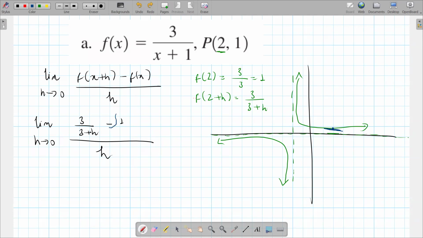We take the LCD between these two, right? Whenever you have fractions, just combine the denominators. Take the lowest common denominator and combine them. What's the LCD between 3 plus h and 1? 3 plus h. Yes. So we multiply this by 3 plus h on the top and 3 plus h on the bottom. Now they have the same denominators. We can combine those two. So this becomes a big 3 plus h.